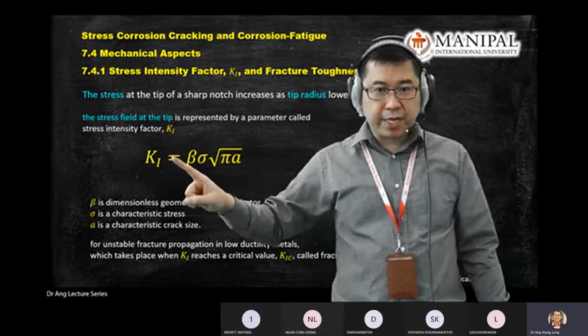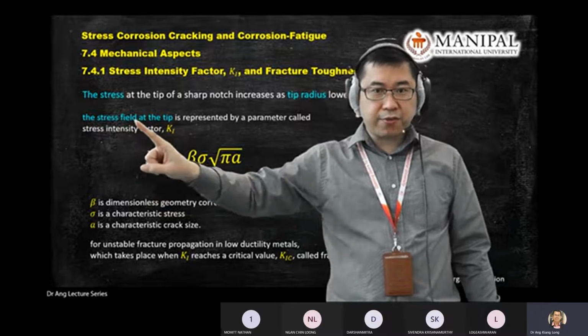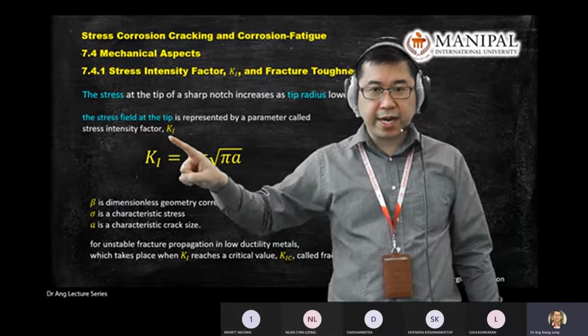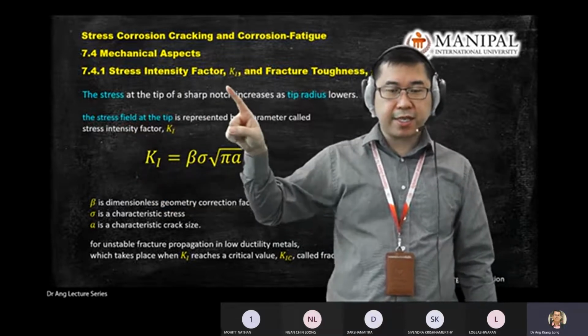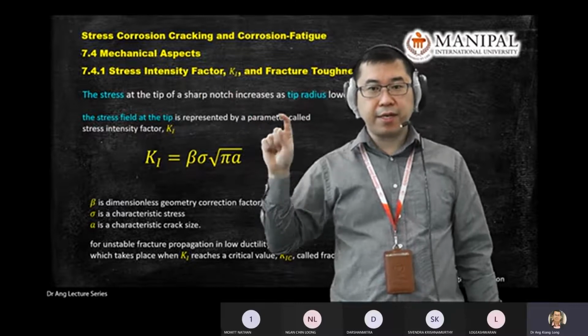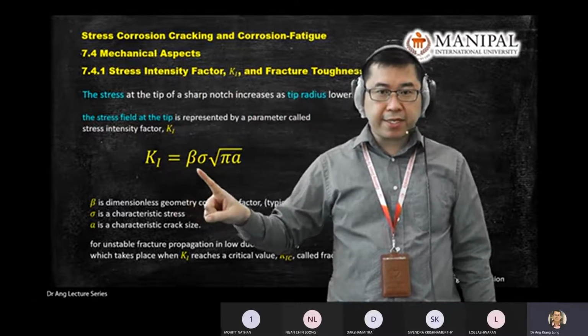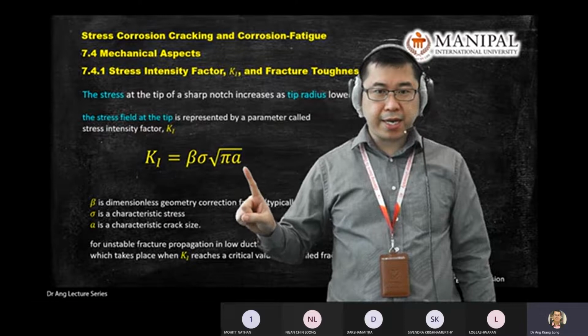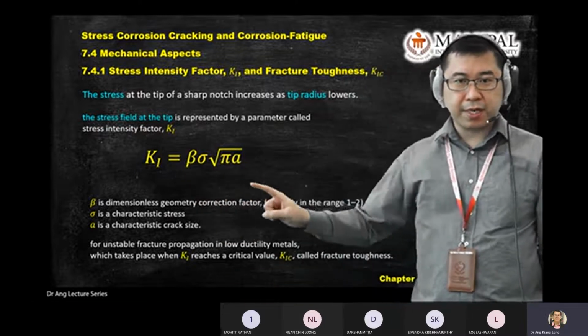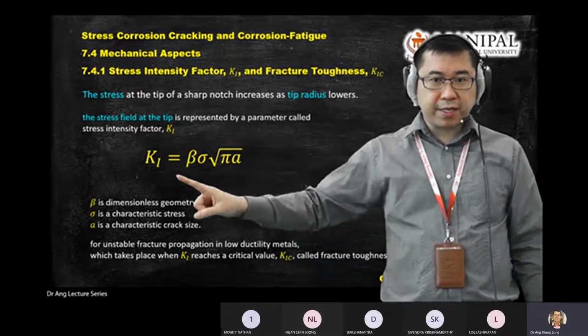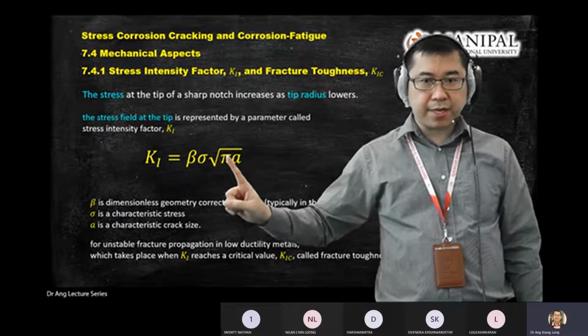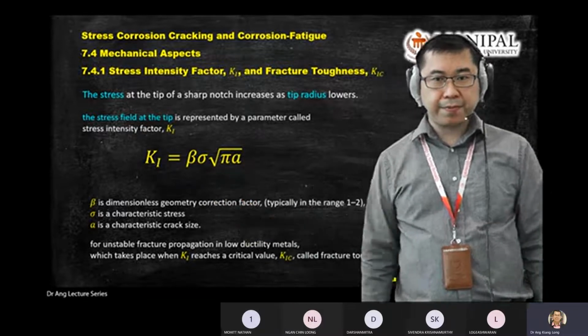So you are given one calculation here, for the stress field at the tip. Focus on the tip, given by beta sigma square root of pi a. So copy this one: stress intensity factor K sub I equals beta sigma square root of pi a.